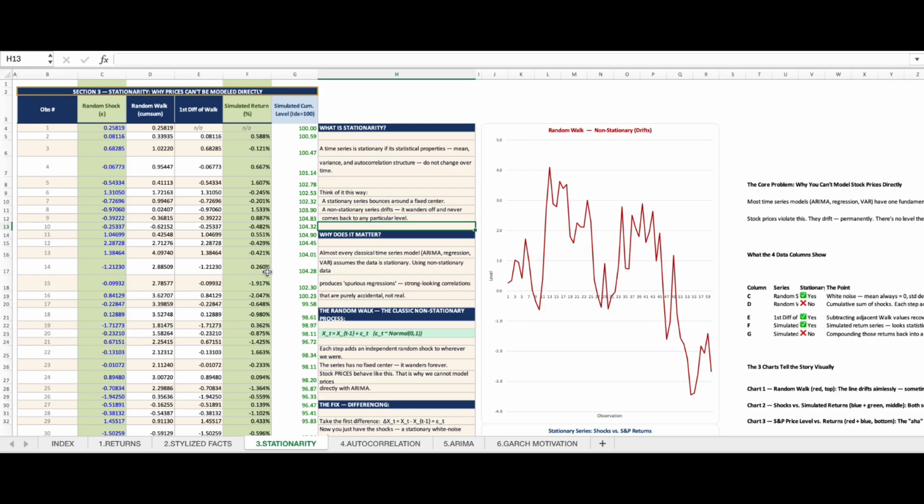And price data behaves exactly like this. That's why you must have heard of random walk and price data, and it's actually forming the basis for stochastic calculus, Brownian motion.